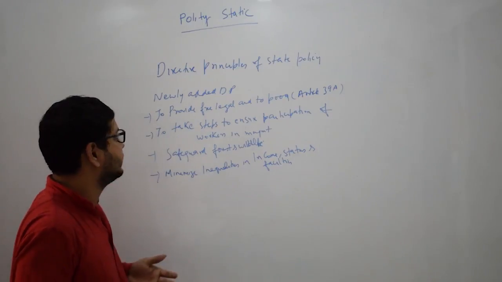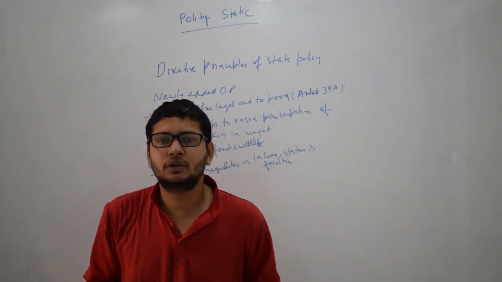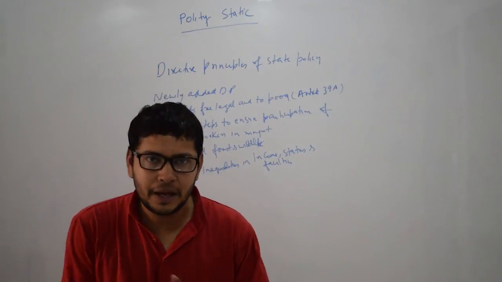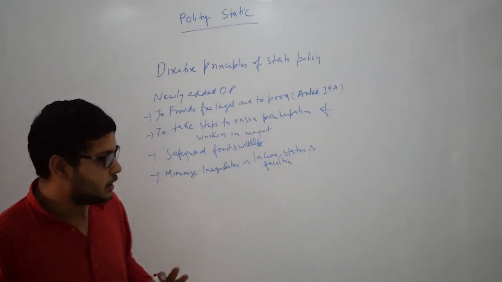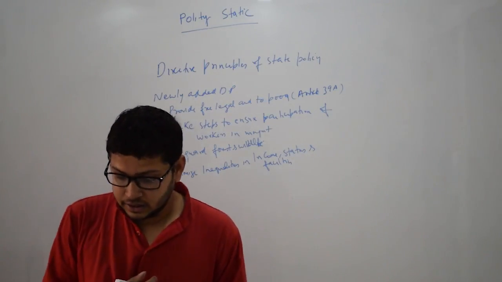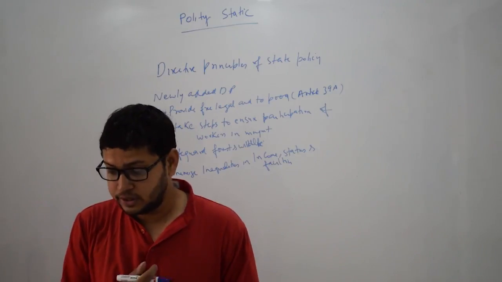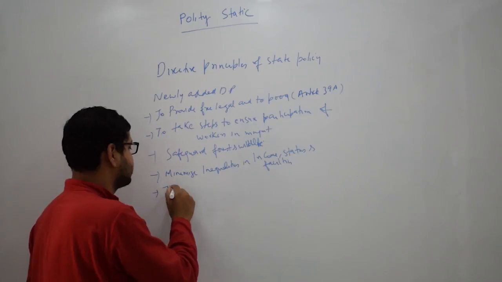These all were added during the 42nd Amendment, when Indira Gandhi was trying to shift India more towards the left. So these are mostly socialist principles. And lastly, to secure opportunities for healthy development of children.